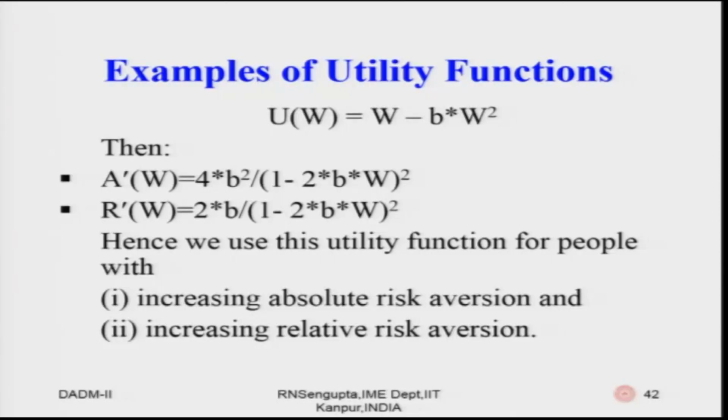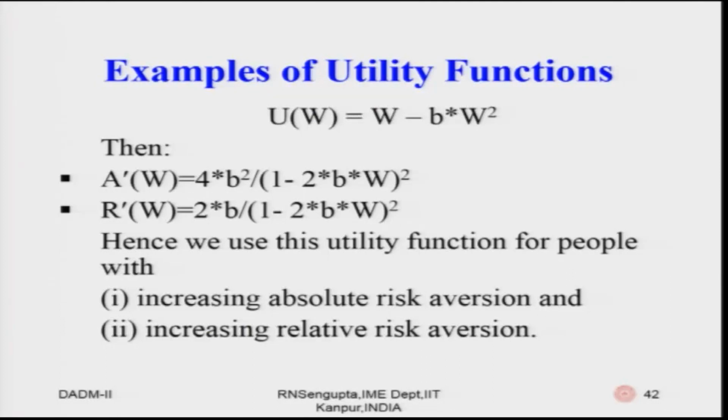So, some examples of the utility functions. The first one is the quadratic utility function, U(W) is equal to W minus B into W square. Here is where I would like to bring back the context of A, A prime and R prime. If you remember, I have been discussing this, and you may have been wondering what the importance of R prime, A and A prime is. So, what we will do is try to find out R prime, R, A prime, A for this utility function, and those values are given. A prime is given by 4 into B square divided by (1 minus 2B into W) whole square, and R prime is given by 2 into B divided by the same term as in A prime.